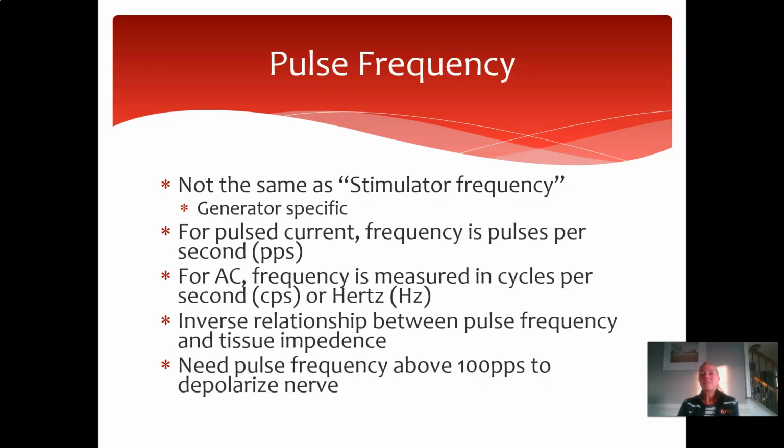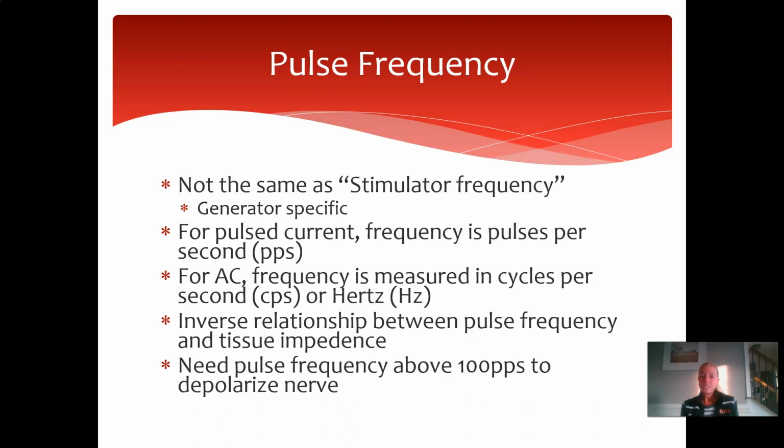Pulse frequency, now this isn't quite the same as the stimulator frequency. That's going to be generator or machine specific. But for a pulse current, frequency is going to be pulses per second. And for alternating current, frequency is going to be measured in hertz, right? We talked about 100 hertz or a megahertz and what that means.